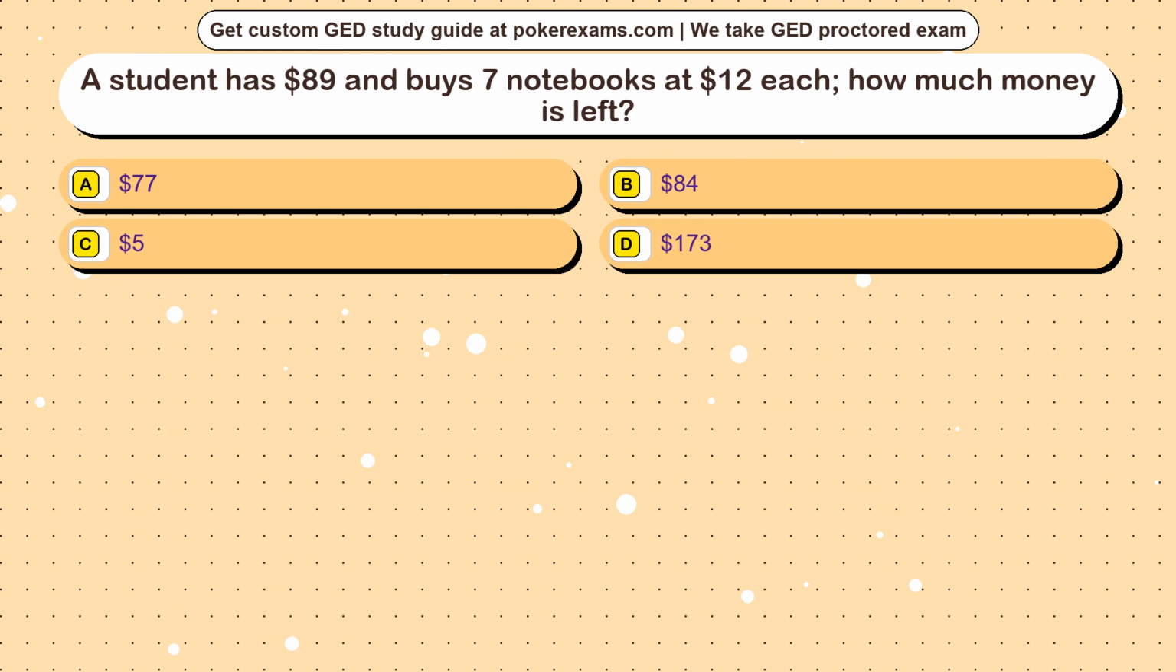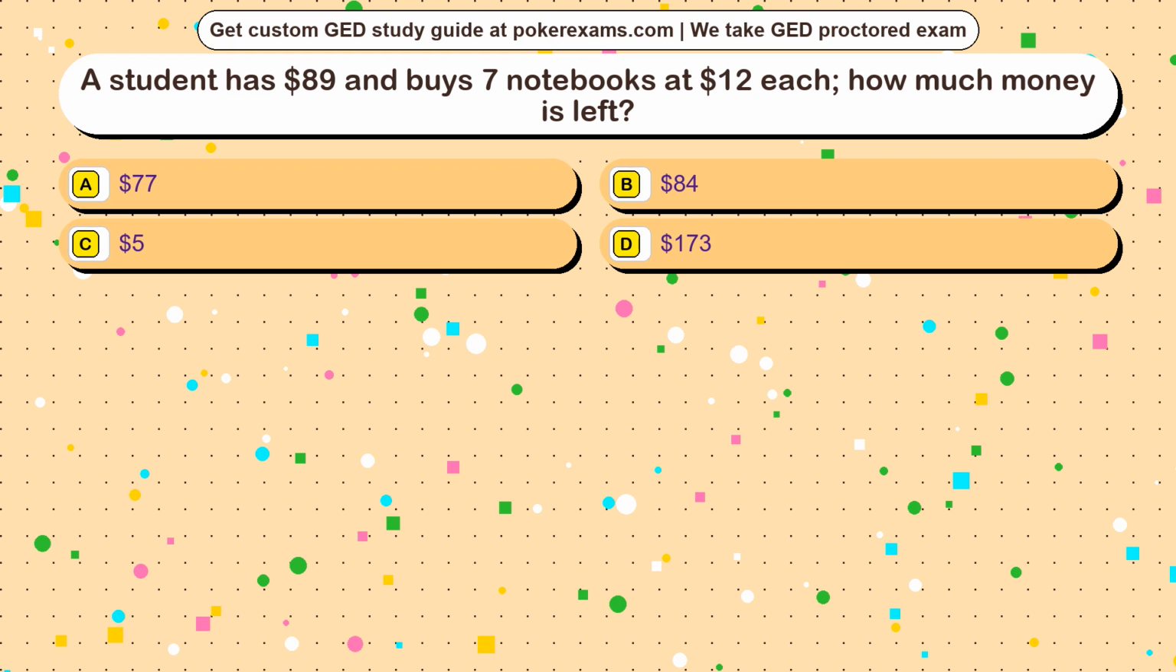Question 14. A student has $89 and buys 7 notebooks at $12 each. How much money is left? Option A, $77. Option B, $84. Option C, $5. Option D, $173.